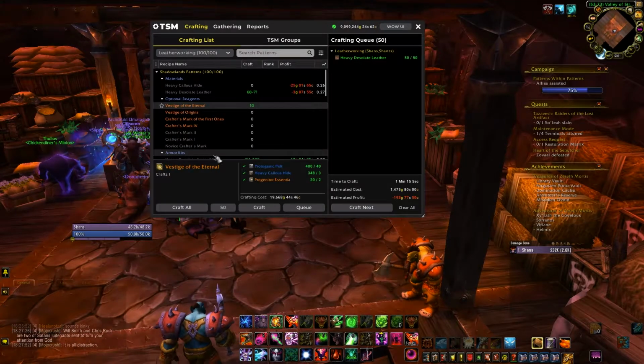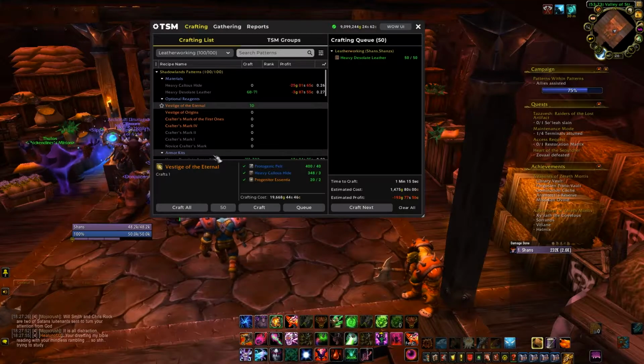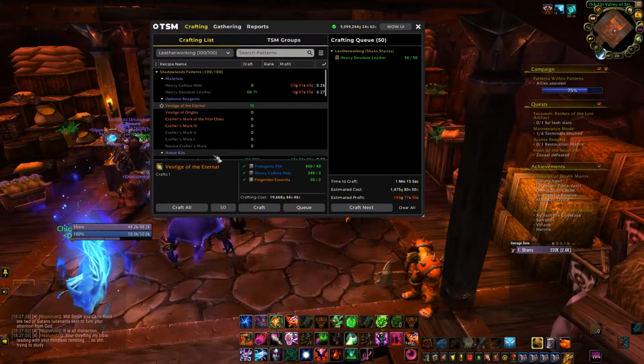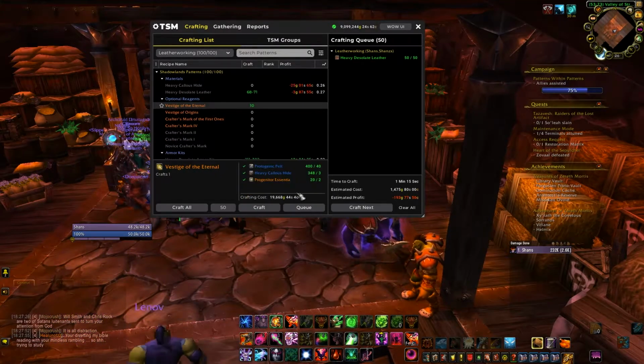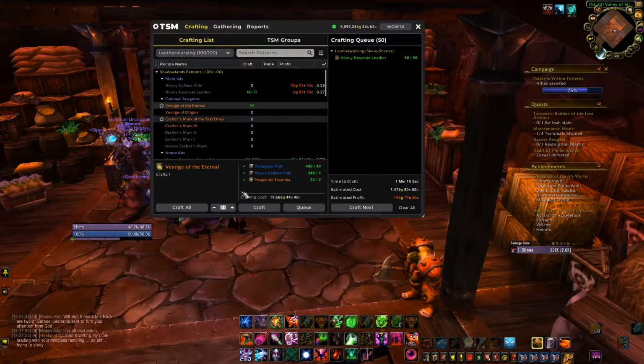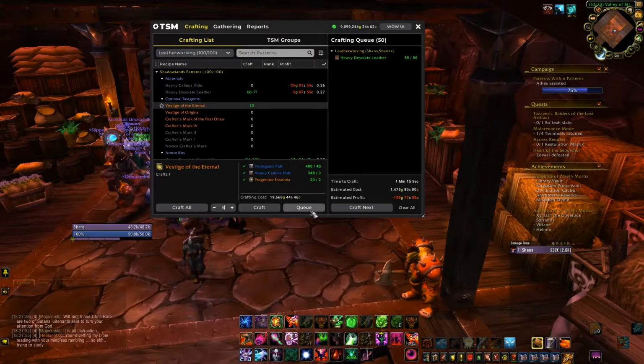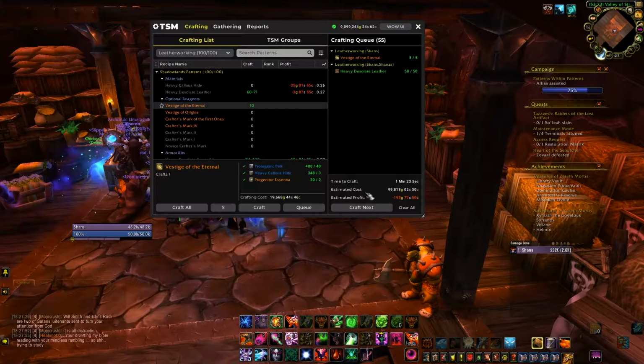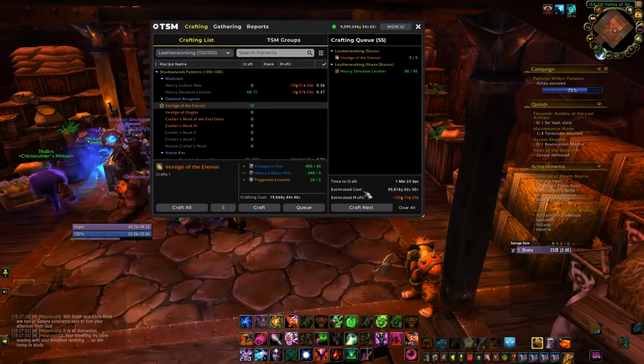Because let's just say I need to make 50 of these plus some other items to craft some other item. So then, hey, maybe I need some vestiges of the Eternals. So I know I can't make 50, so I'm just going to say 5. I can queue that. And I can queue as many items as I want here. It does give you the estimated profit. Again, keep in mind it's not necessarily accurate. But so I've got these queued.